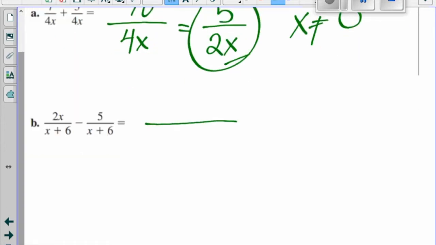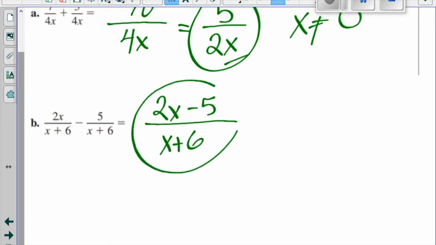Well, the denominators are the same, so we would subtract the numerators. Now, we do need to make sure there's no common factors on top and bottom. So when we look at 2x minus 5, well, there's no common factors between them. There's no way to factor it. And there's nothing in common on top and bottom, so we are done. Questions on this here?